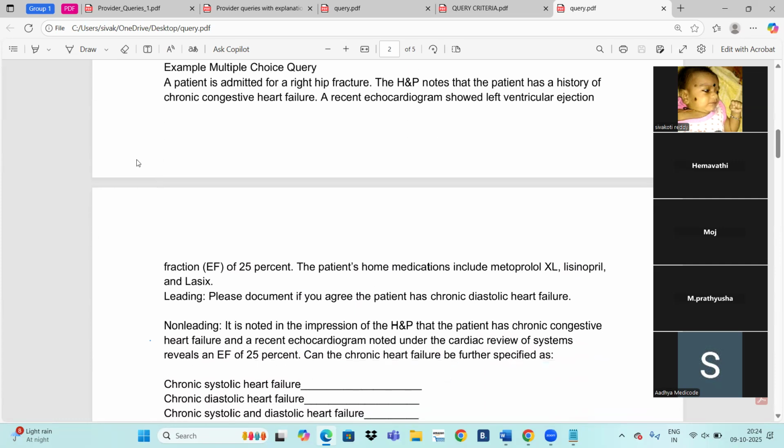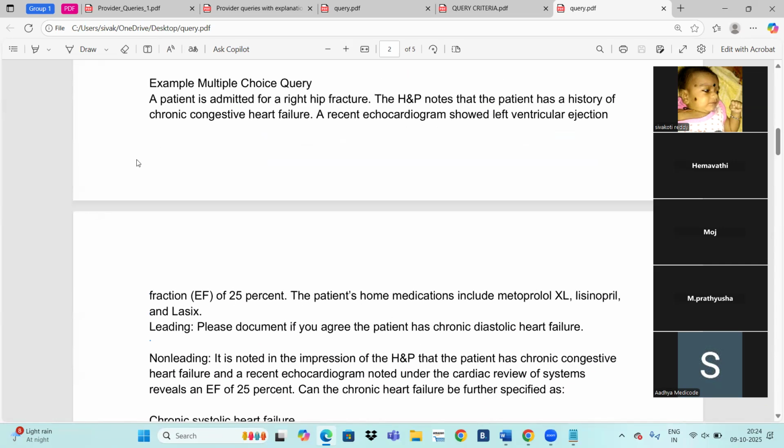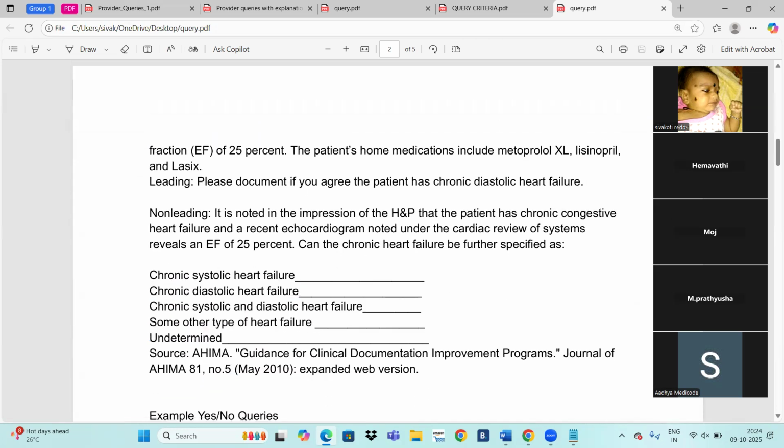Next, multiple choice query. So this is the question: patient admitted with right hip fracture. The H&P notes that the patient has a history of chronic congestive heart failure. A recent echocardiogram shows left ventricular ejection fraction 25%. The patient was on home medication. Leading means how do we need to ask? For every question they give, like please document if you agree with chronic diastolic heart failure. If non-leading, you don't know for which heart failure.